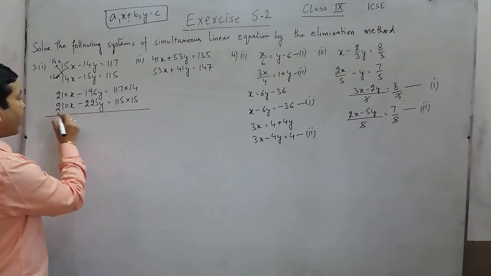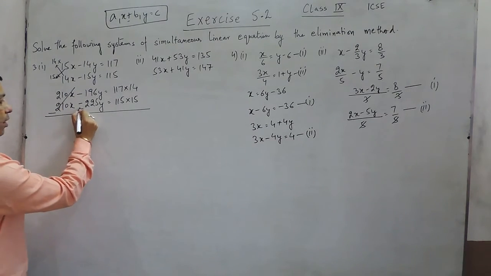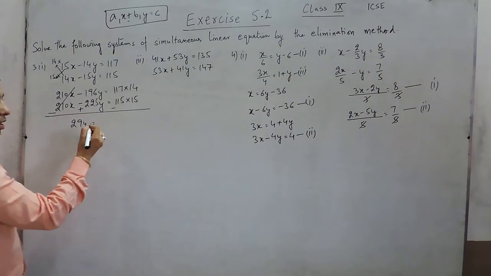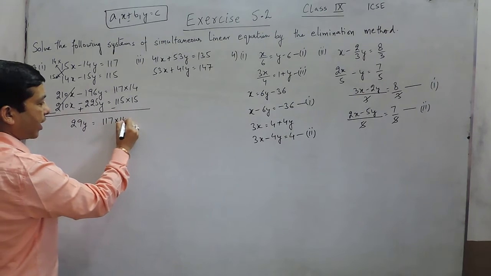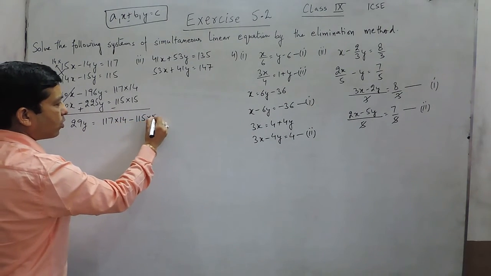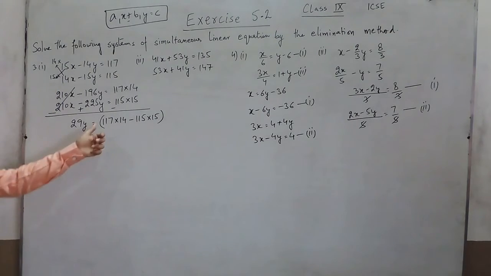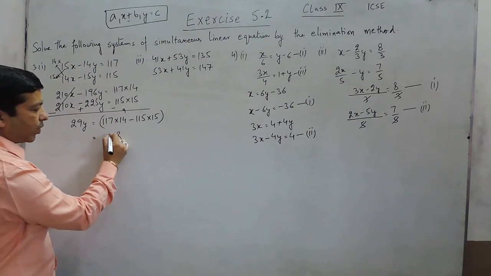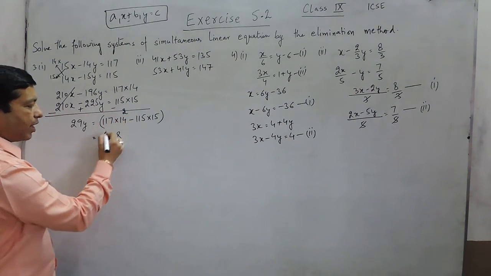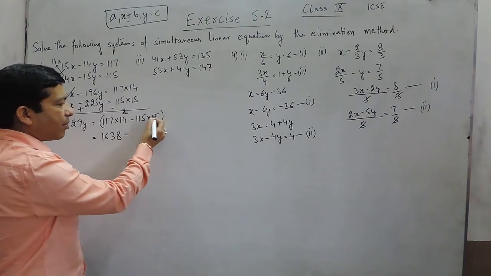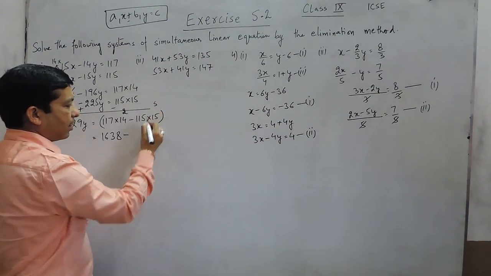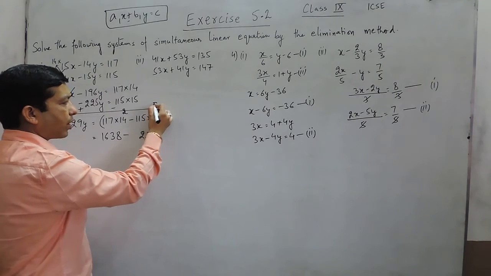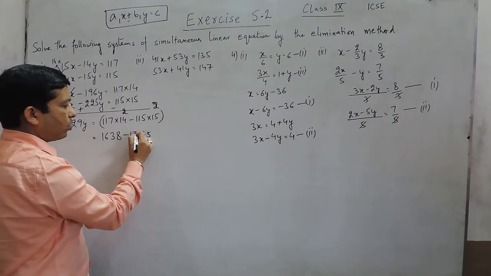So when we solve it, this can be cancelled out. This is a positive sign and this is a negative sign. So it comes out to be 29y = 117 into 14 minus 115 into 15. So we can calculate it as 14 7s are 98, 8 carry 9, 14 1s are 14 and 9 is 23, 3 carry 2, 14 1s are 14 plus 2 is 16. Minus 15 multiplied by 5 is 75, 5 carry 7, 15 1s are 15 plus 7 is 22, 2 carry 2, 15 1s are 15 plus 2 is 17.